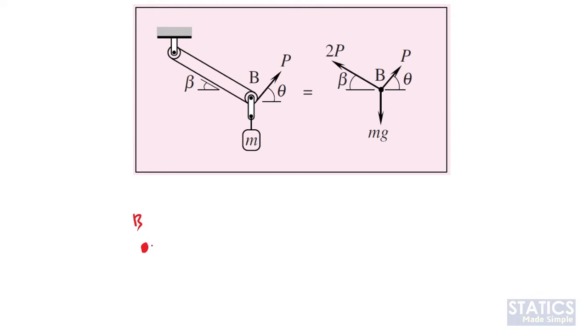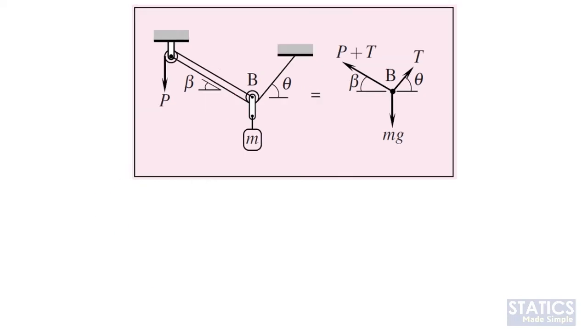So that means at B we will have P at the angle of theta, and then we have weight equal to mg, pointing downward, and then at the angle of beta we will have 2P. Why 2P? Because we have two cables here, right? So both of these will pull point P at the angle of beta. Okay, so we have P, P, so that means we have 2P here.